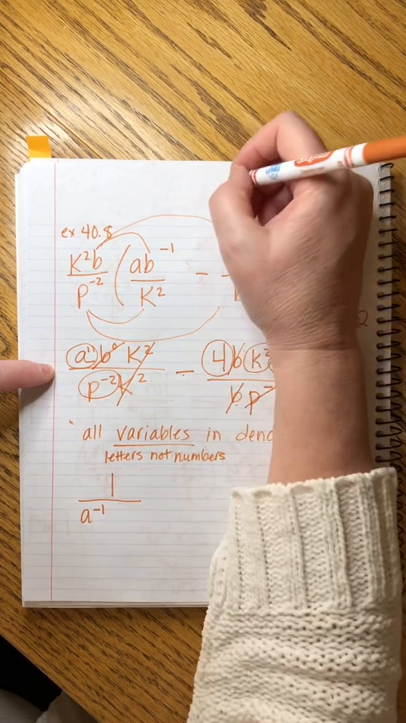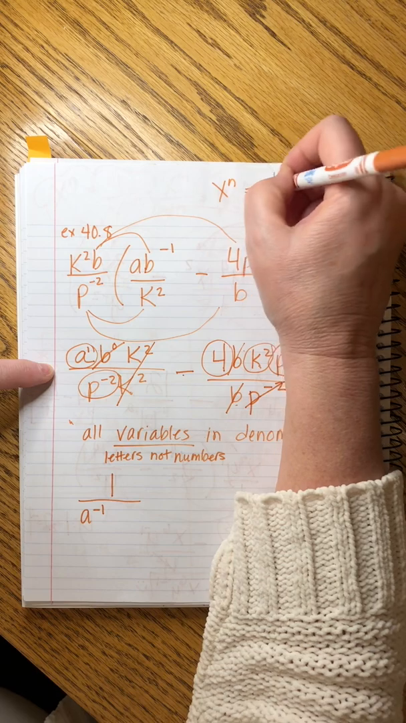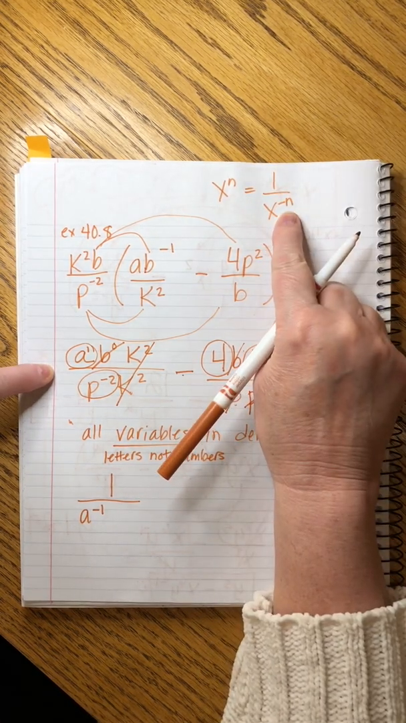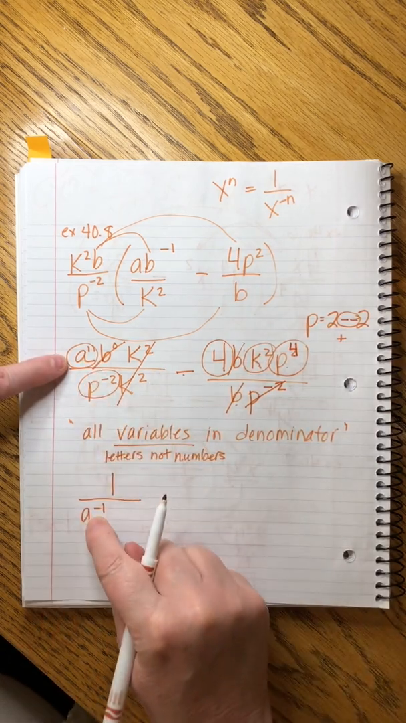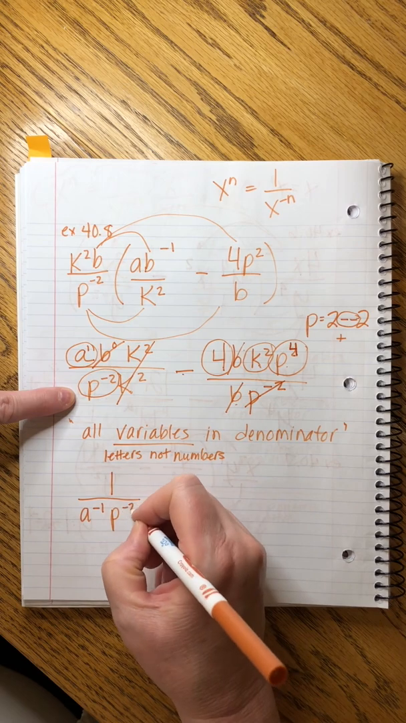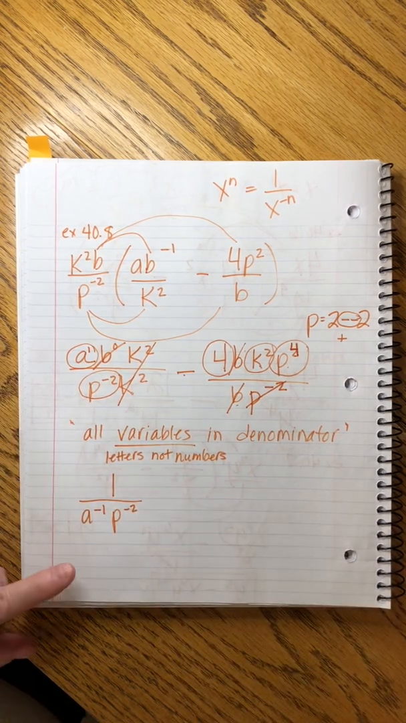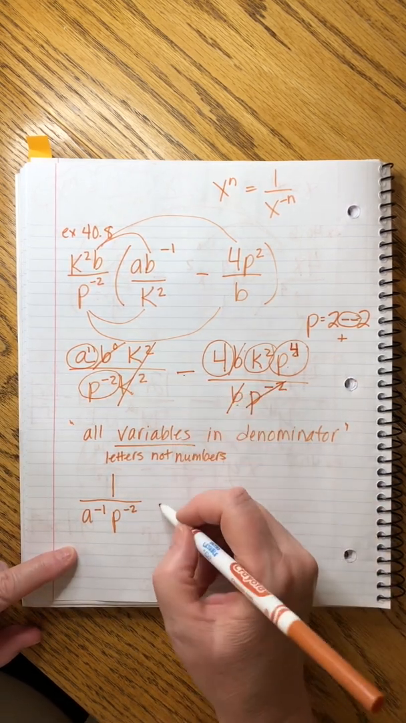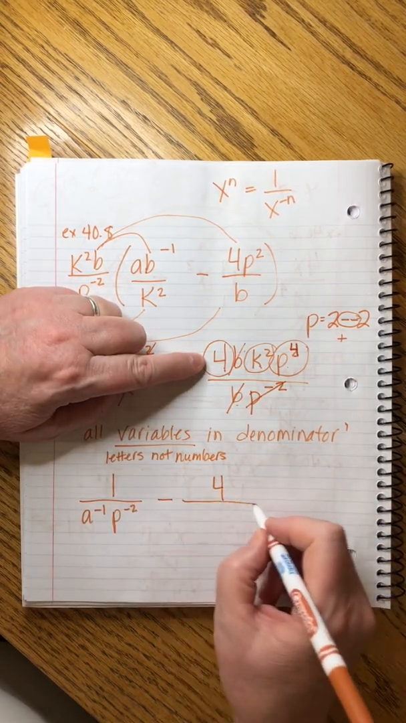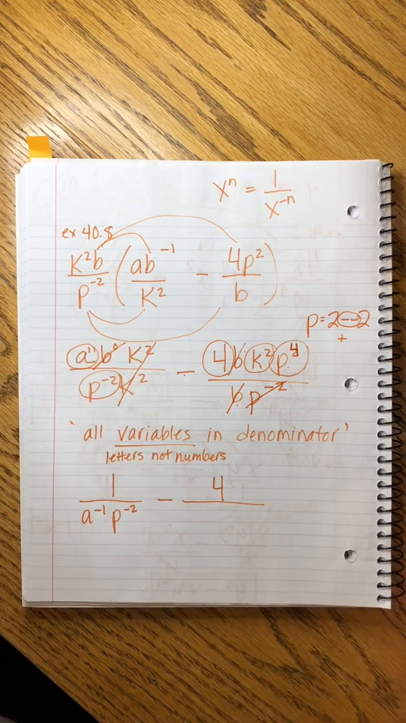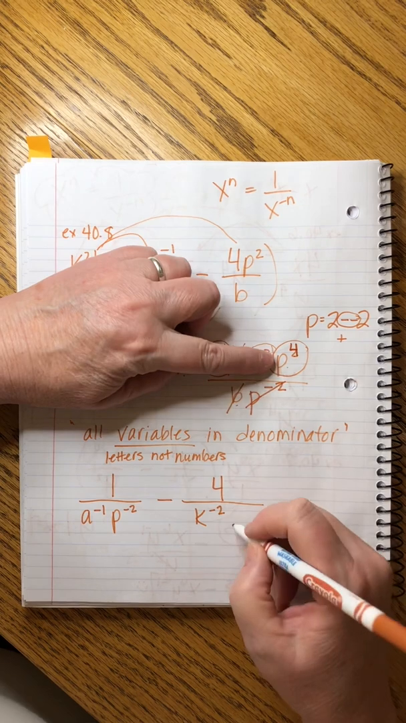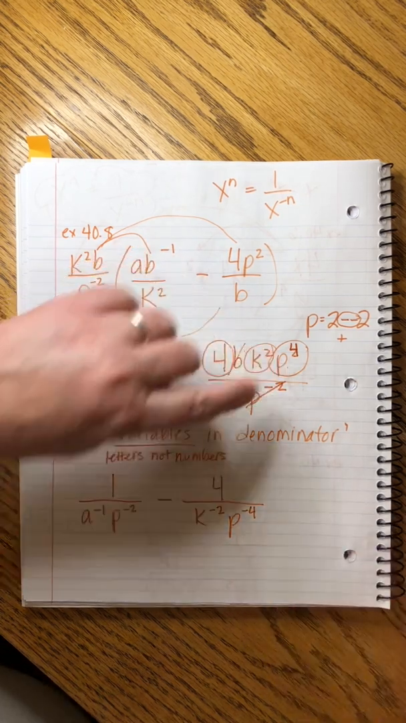Because to get it to go downstairs, we put a minus sign in front of it. So there's a minus 1, and that's all we have in the top, and the P is already negative, okay? So that's our first term. We're still subtracting it. Now, we want to leave the 4 up top because we're sending the variables to the denominator. And that means K will get a minus in front of the 2, and P will get a minus in front of the 4.